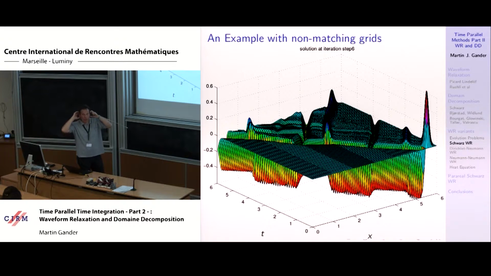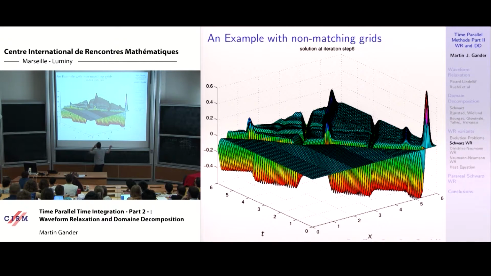Here is an example with non-matching grids. That's another advantage of these types of methods. Here is time, here is space. I have 6 subdomains, and you can see I have different wave speeds in each subdomain. Now, for a wave equation, it's very important to be close to the CFL condition with your discretization to have an accurate solution. So I choose different space-time meshes that I'm close to the CFL condition, and then I solve with this waveform relaxation algorithm.